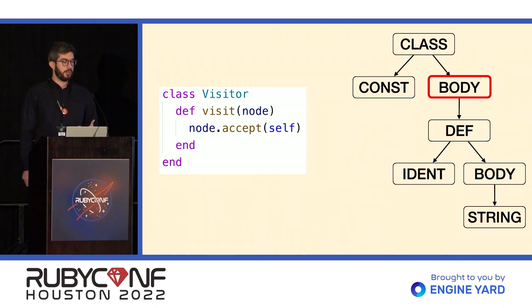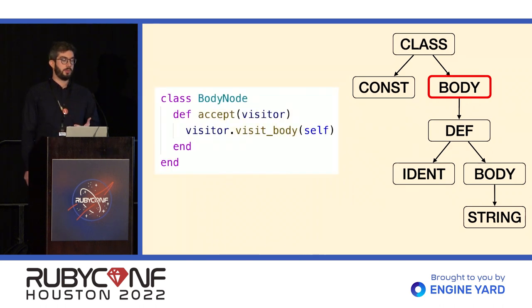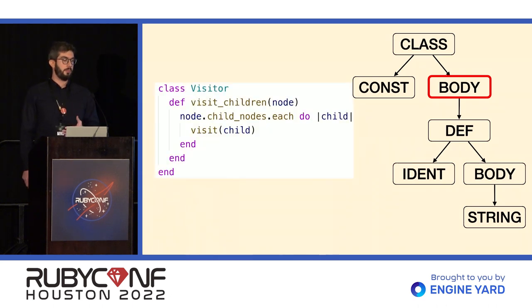And then again, we invoke accept on it, which triggers the visit body method in the visitor, which defaults to going to the child node, so it moves us to the method definition node, and we continue doing this until we have exhausted the entire AST and been through every single node, every single Ruby structure present in our file.